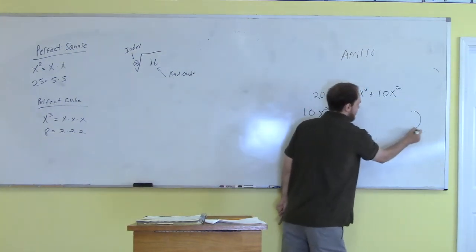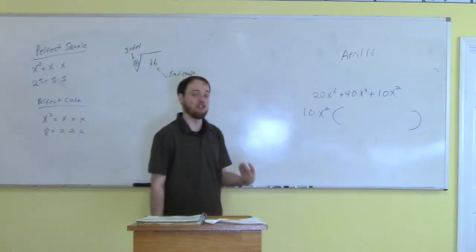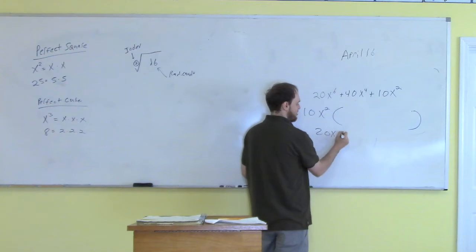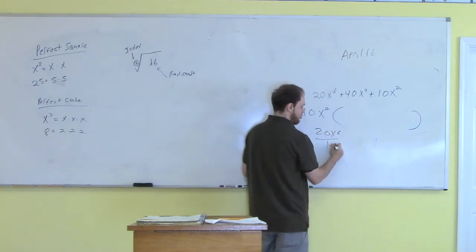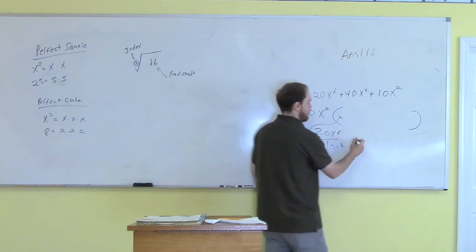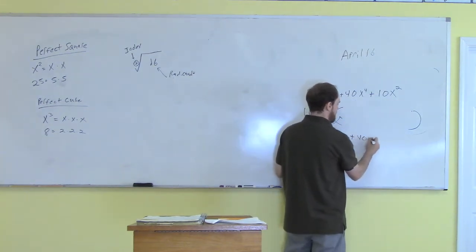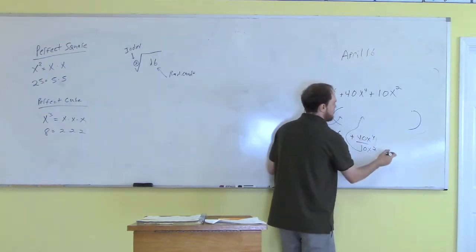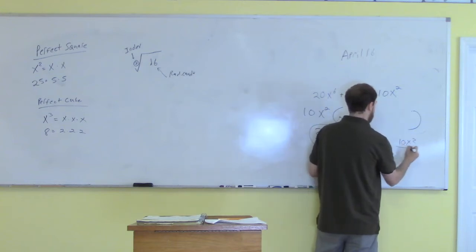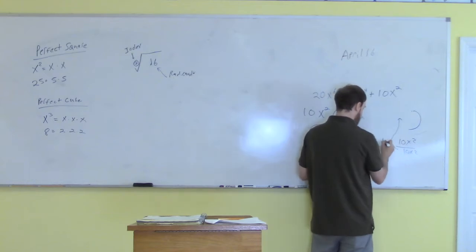So then we just have to figure out what goes inside. To do that, you're basically going to do the division. So I'm going to do the 20x to the 6th divided by 10x squared, and then that answer will go here. Then I'm going to do the 40x to the 4th divided by 10x squared, and that answer will go there. And then I'm going to do the 10x squared divided by 10x squared, and that will go in there.